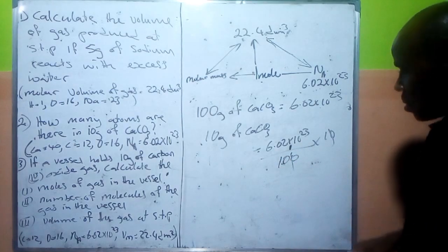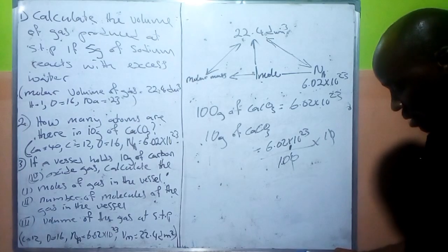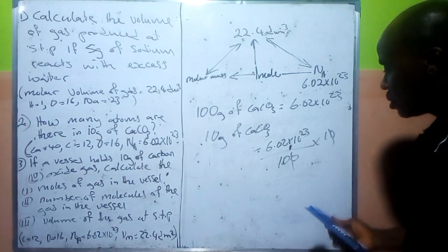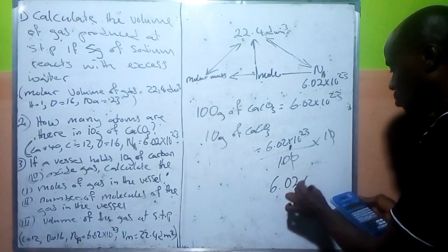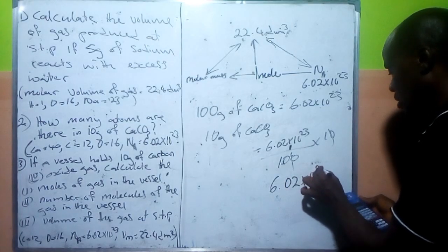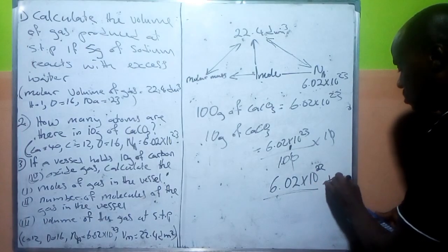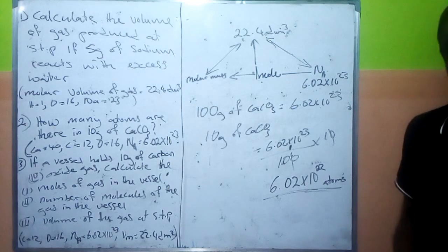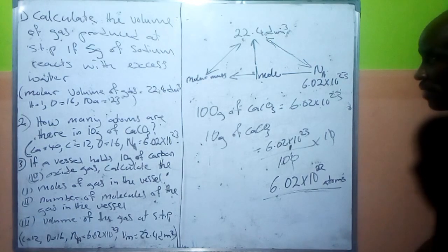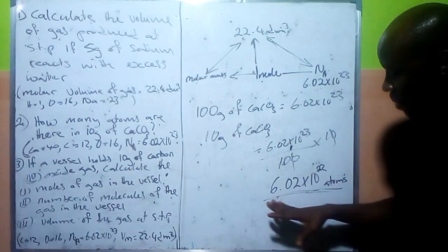Let me quickly rush it. We have 6.02 times 10, divide by 10. So what it will contain will be 6.02 times 10 raised to the power 22 atoms. Since we are talking of atoms, that's the atoms that we have. Alright, you can see how we move now. What we have moved from is mass to what? Avogadro's number, and we arrive at this.